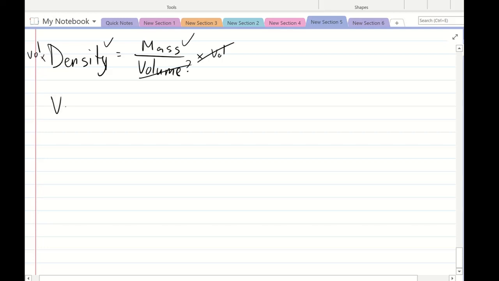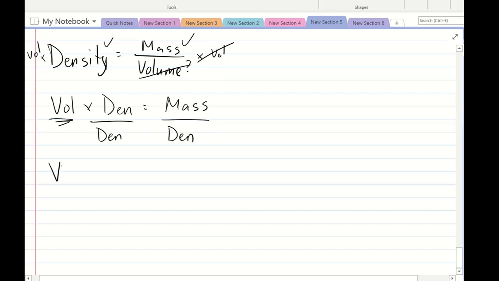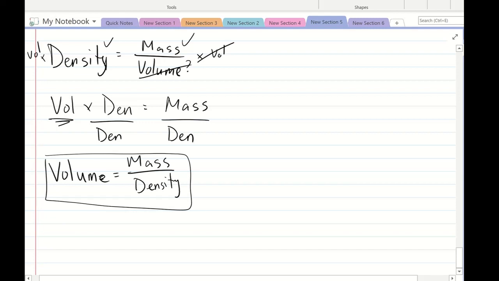Volume cancels out. Volume times density, right, equals mass. You want volume by itself, so you divide both sides by density. Divide both sides by density, you get volume equals mass divided by density, not destiny. Density, right? So this is your other formula, right? Now, what if you had density and you had volume, right? I'm going to erase this.